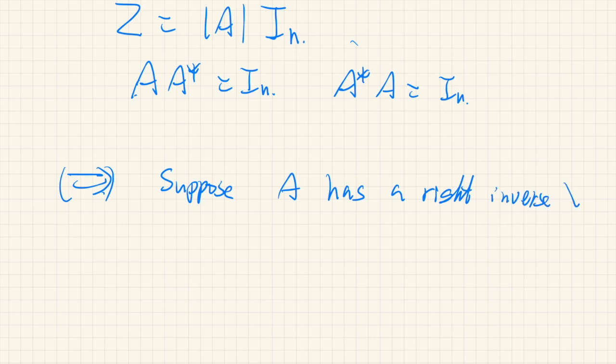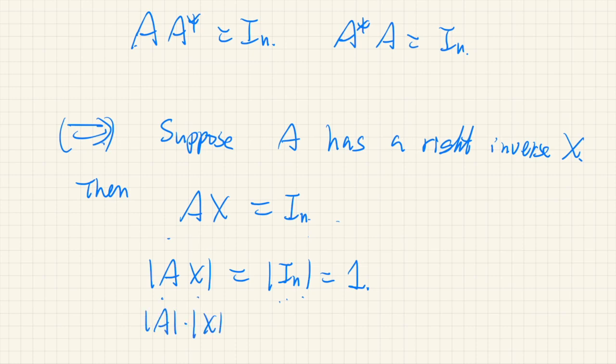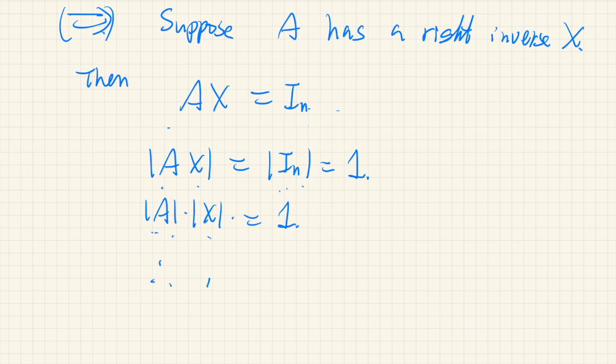Let's call it X. Then that means A times X is equal to the identity matrix. Now let's take the determinant of both sides. The determinant of the identity matrix is 1, and the determinant of the product is the product of the determinants, right? So the product of two numbers is equal to 1, which is non-zero. Therefore, the determinant of A cannot be 0.